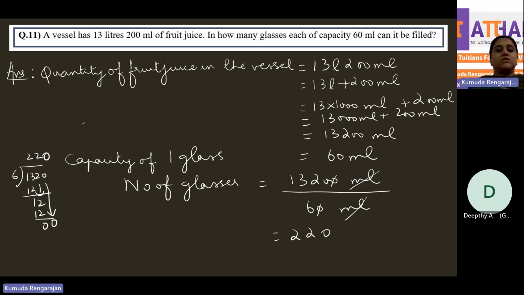So the juice can be filled into 220 glasses, identical glasses, each of capacity 60 ml. So 220 same glasses, not just similar, the same.